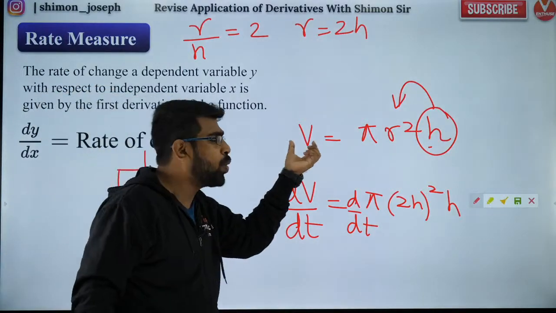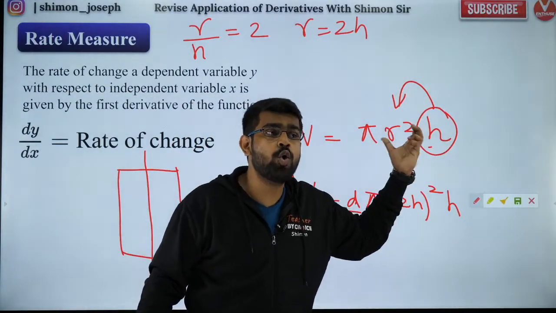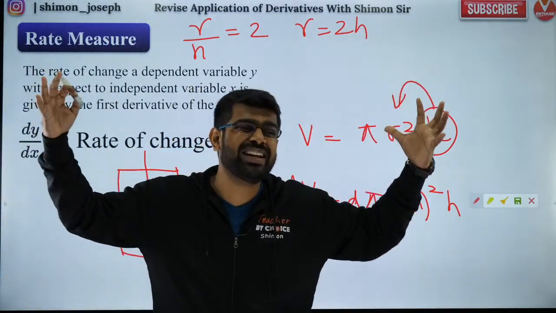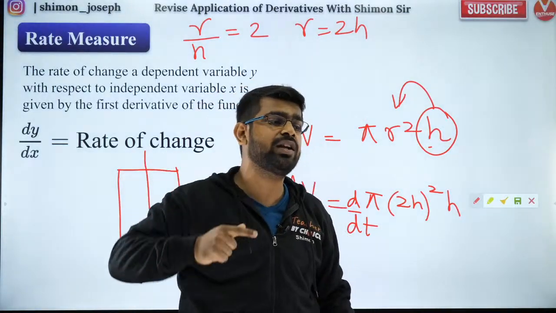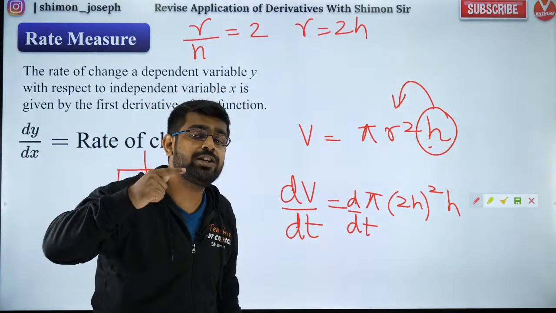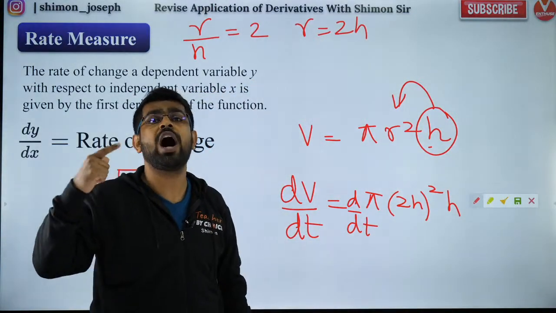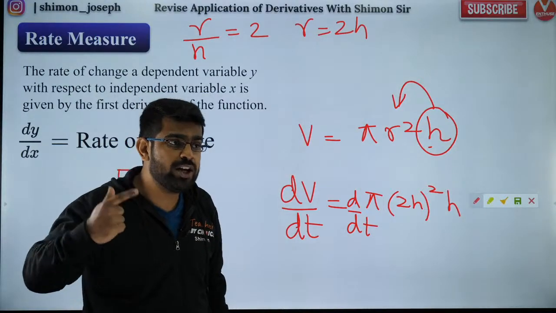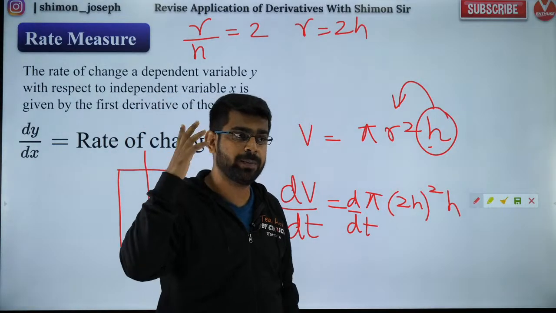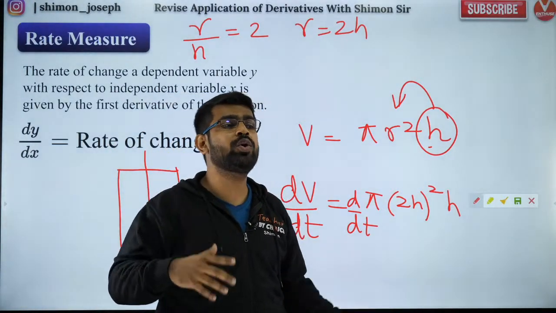Whenever you have a quantity which is having two or more variables, you need to bring it to one variable and only then you can differentiate, because that is what we know. We know how to differentiate a single variable. That is what we will do in this chapter.